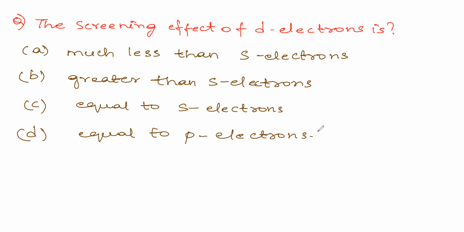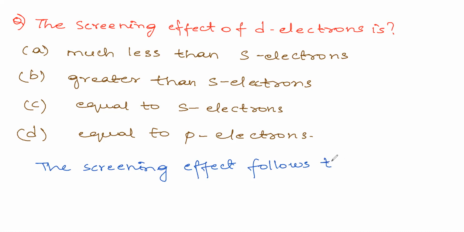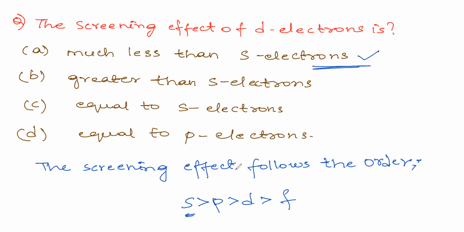So it follows the order. I'm writing the answer here. The screening effect follows the order: s is greater than p is greater than d is greater than f. So the answer is first option. It is much less than s electrons. I hope this is clear. This order is also important. You can remember this order. That is the additional material I have given.